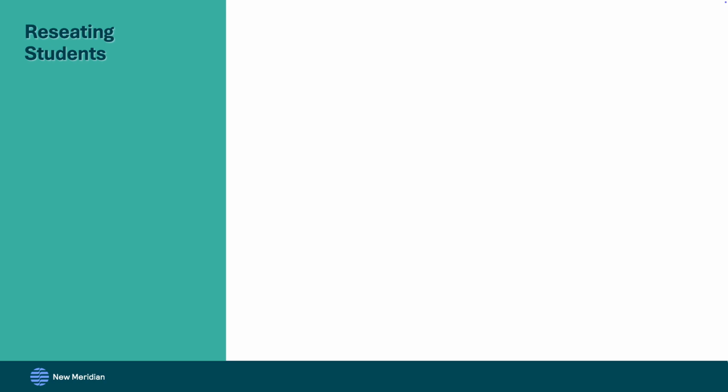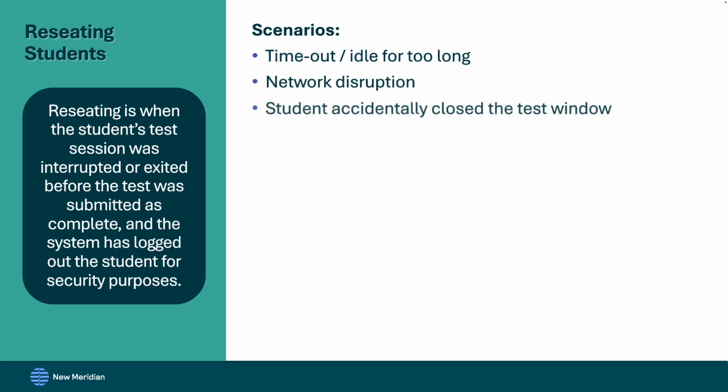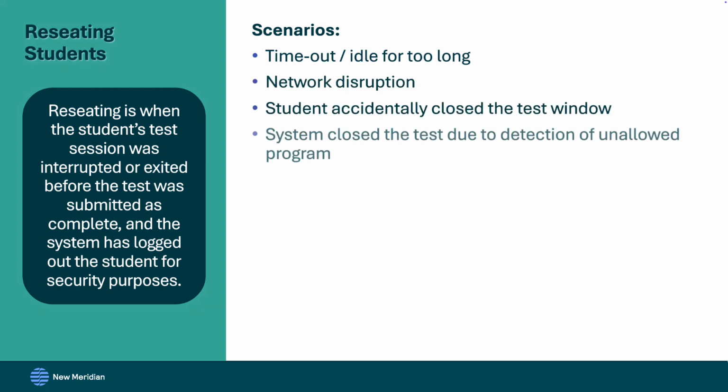Next, we will review some scenarios in which one or more students may need to be reseated by the proctor during assessment administration. Reseating is when the student's test session was interrupted or exited before the test was submitted as complete, and the system has logged out the student for security purposes. In these cases, the proctor will need to reseat the student to allow them to log back into the test. Reseating scenarios include timeout and/or idle for too long, network disruption, student accidentally closed the test window, system closed the test due to detection of unallowed program.